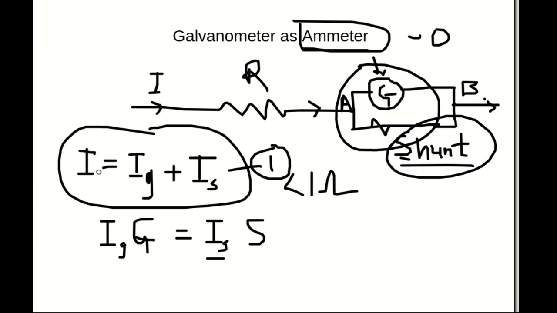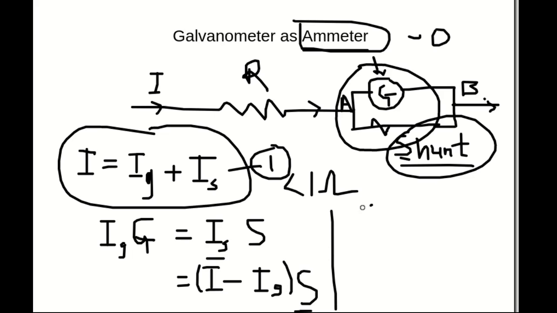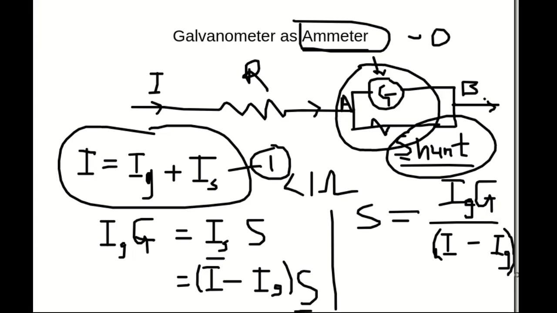So if we put this value here, then we can find out the value of shunt resistance. So Ig G is equal to I minus Ig into S, that is shunt resistance. If I have to find out the shunt, what will I do? I will divide by this bracketed term I minus Ig. So I will get the shunt resistance S is equal to Ig G divided by I minus Ig.